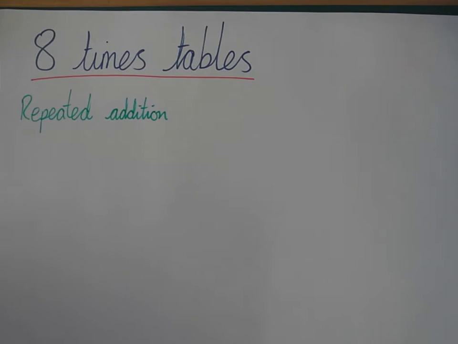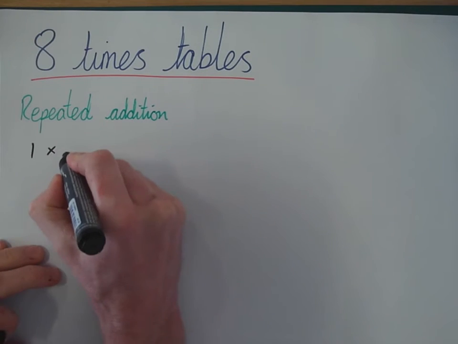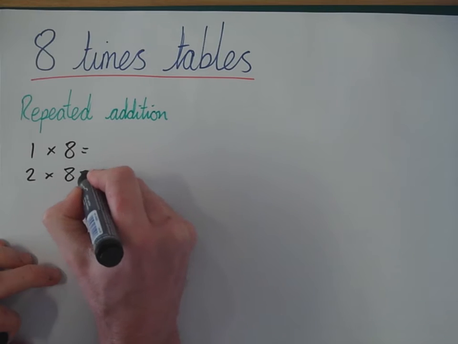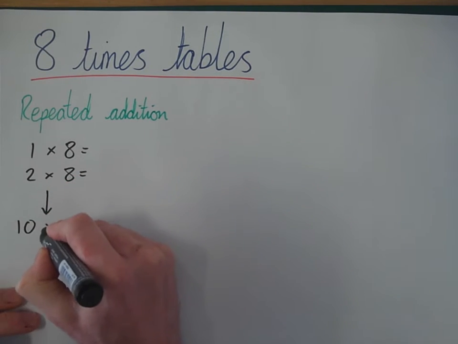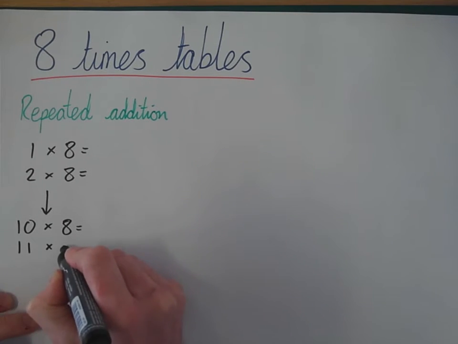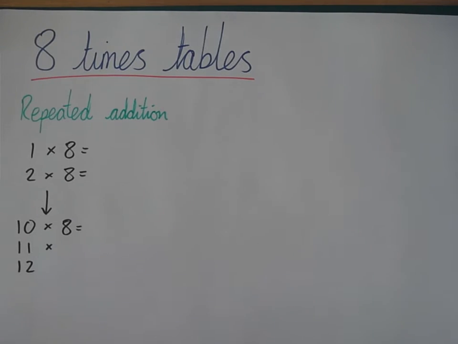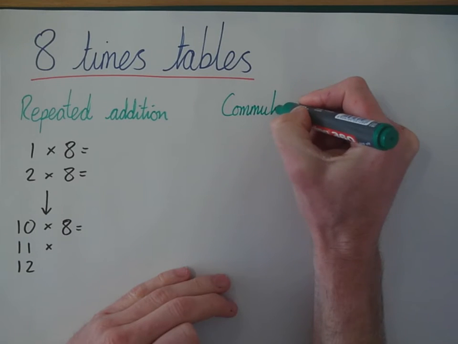What should I go for? I'll go for a black one with this. Doing one lot of 8, and then 2 lots of 8, and all the way down to 10 lots of 8, and 11, etc., etc., all the way down to 12. Now, as well as that, we've also got the fact that it is commutative.